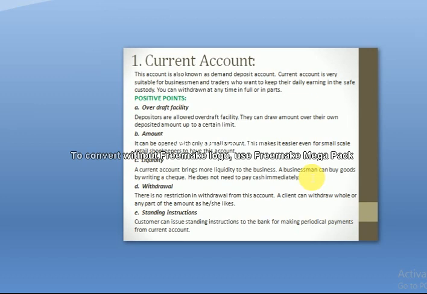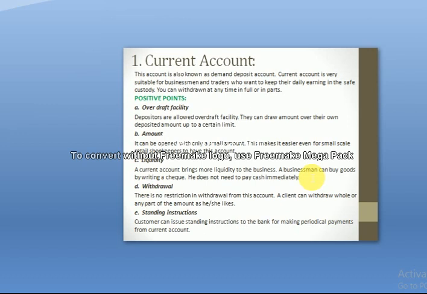Or the customer transfers money from his or her account to another account. So in one account they are depositing the money and in another account they are drawing or withdrawing the money. The third word which I use is contra transaction.